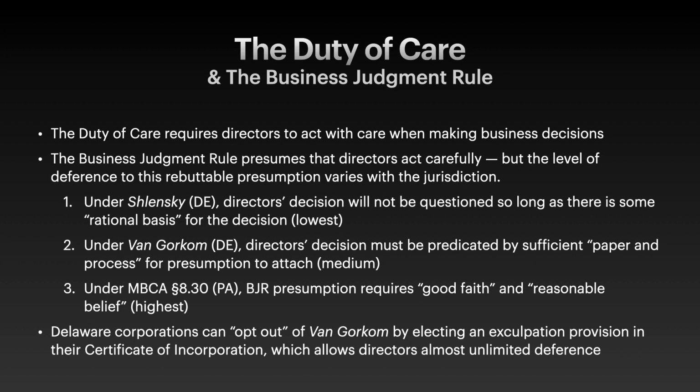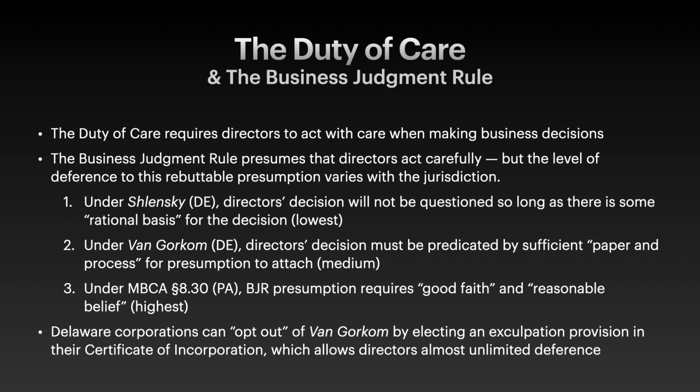Then came Van Gorkom in the 80s, another Delaware decision, which held that directors' decisions must be predicated on sufficient paper and process for that presumption to attach. And so now this is a bit of a higher standard, and the directors have to have a sufficiently long meeting and have gone over enough data and documents in order to get the benefit of the business judgment rule.